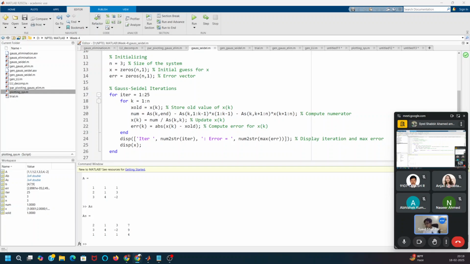What I forgot. What was the SOR, some technique is there. Just give me a minute. I wrote the method.